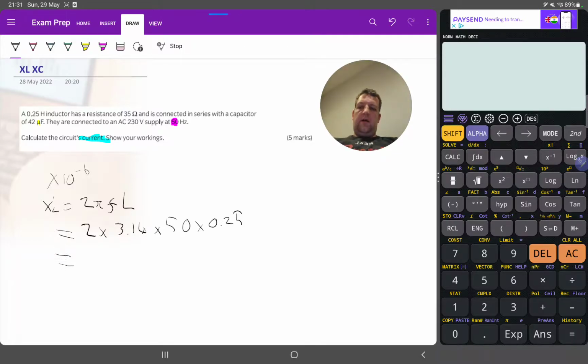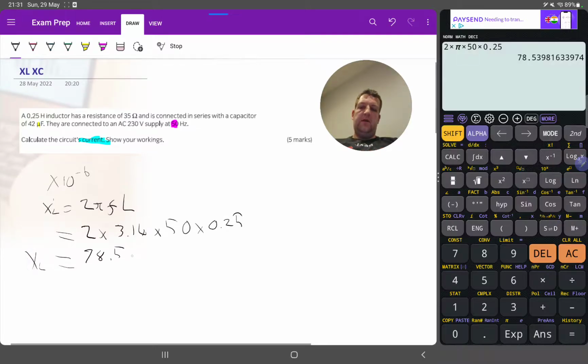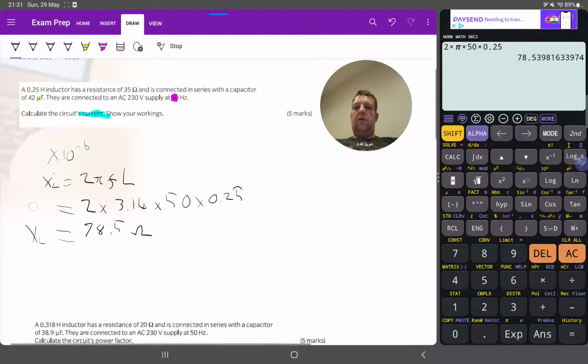So on the calculator on the right hand side, I'm just going to type that in. So 2 times pi, which is at the bottom. If I press the shift key and the EXP, you can see the little pi symbol. So 2 times pi, so it's updating the calculator already. Times by 50, my frequency, times by 0.25, hit the equals button, and it gives me an XL, inductive reactance, of 78.5. And the unit of measurement for reactance, no matter what type it is, is ohms. So 78.5 ohms. So nice straightforward step 1.